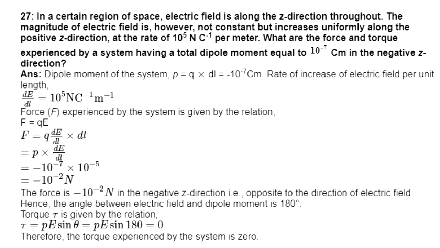Force F experienced by the system is given by the relation F equals qE. So F is equal to q into dE/dl into dl. If we do that, it is q dl, which is the dipole moment p, into dE/dl, so it is 10⁻⁷ into −10⁵, so it is −10⁻² Newton. As force is negative, that indicates that the force is attractive. The angle between electric field and dipole moment is 180 degrees. Torque is given by the relation pE sin θ. Theta is 180 degrees, so the torque acting is 0.